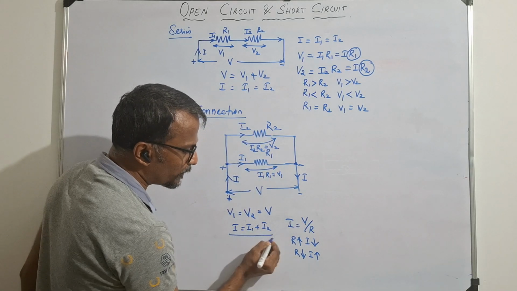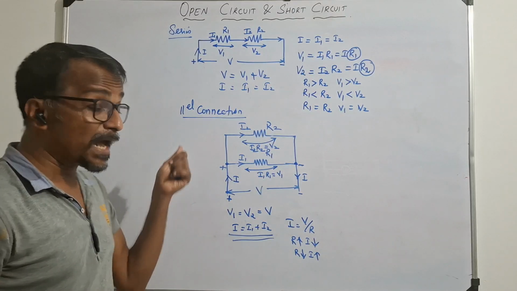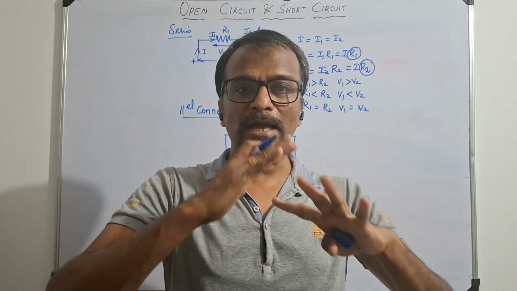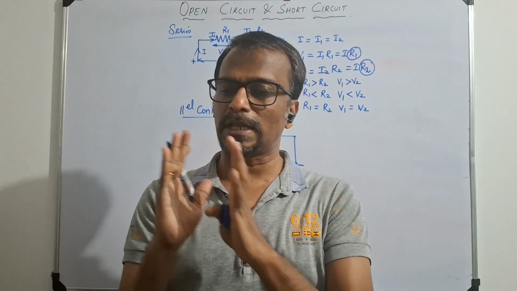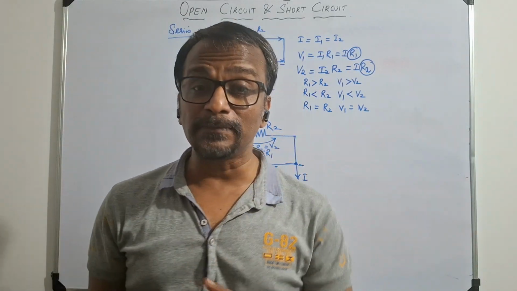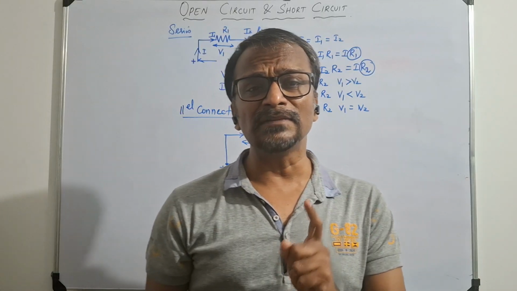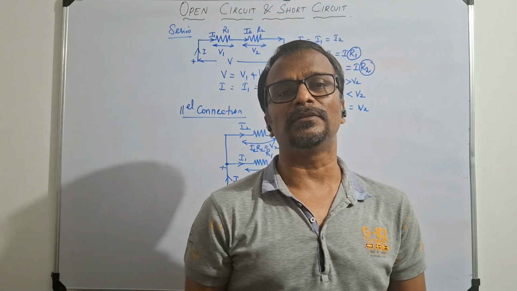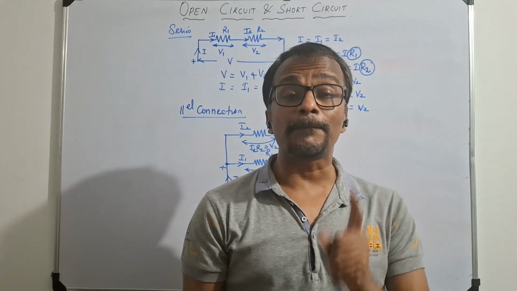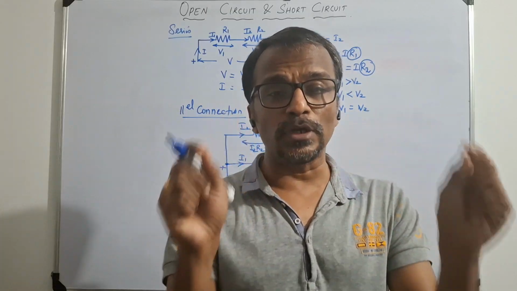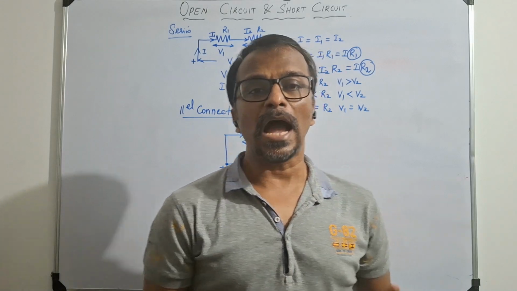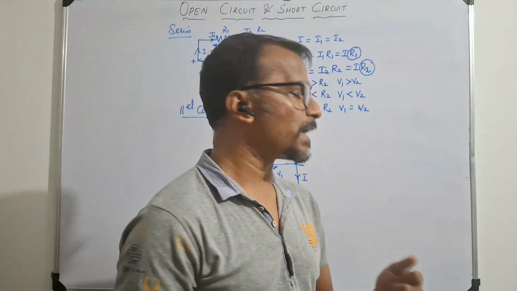So from this, we can conclude that in the parallel connection, voltage is the same. In a parallel connected circuit, the voltage across all the elements is the same. At the same time, the current flowing through each element will be different. The total current is nothing but the sum of the currents flowing through each path. That's why I is equal to I1 plus I2.